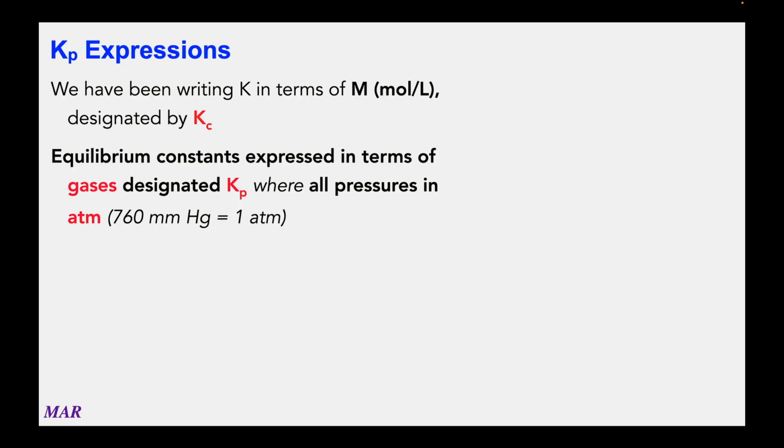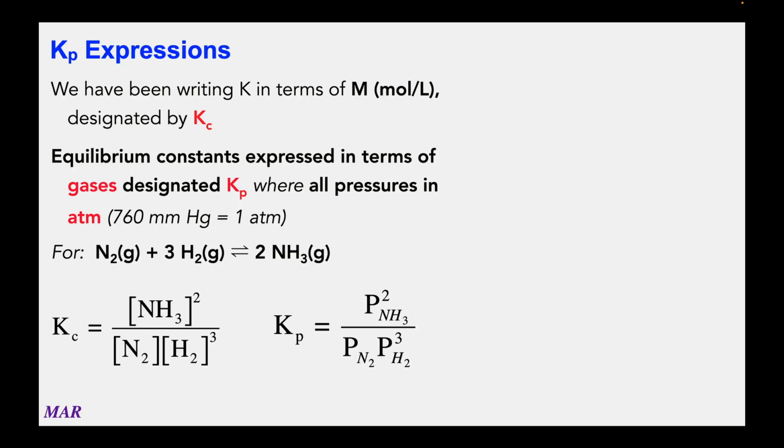However, you can have what's called a K sub P, and KPs are gas equilibrium constants. Now, if you're using a KP, you have to use atmospheres for gases, all right? And 760 millimeters of mercury equals 1 atmosphere, if you remember from Chem 222. So if you're dealing with gases, you can use KP, no problem. Just make sure all your pressures are in atmospheres.